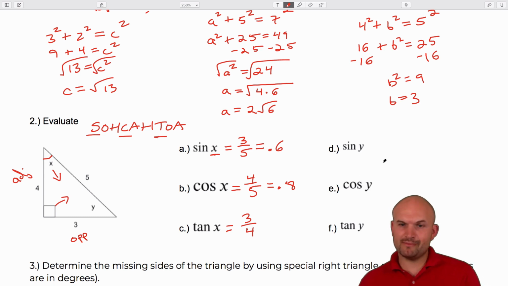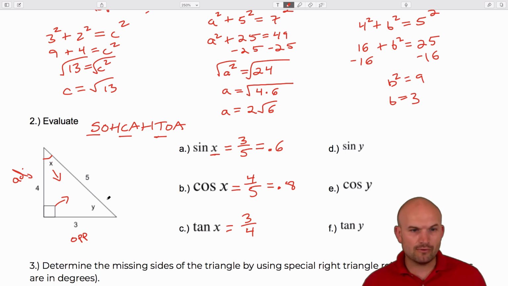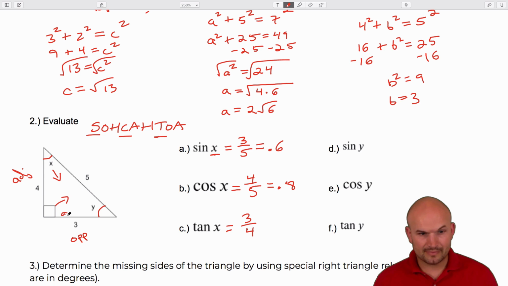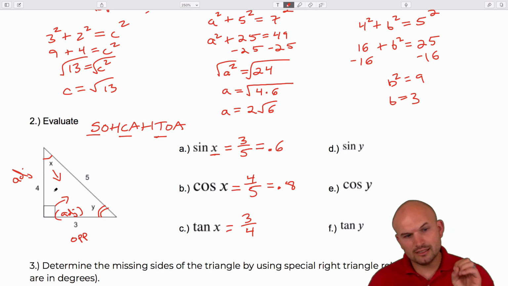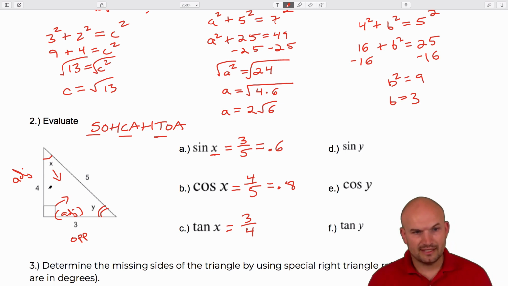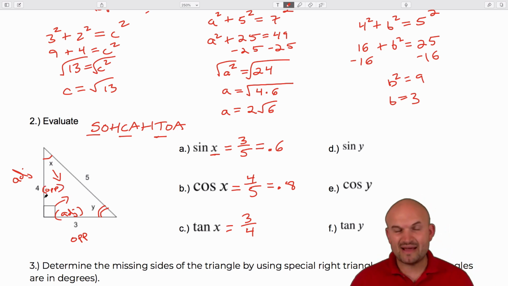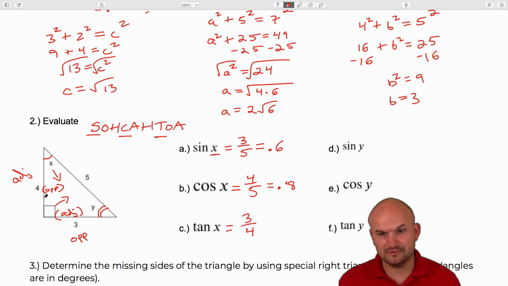Now, if we do a trigonometric ratio for y, we notice that our angle has now changed. Now we're dealing with y. So now our adjacent side is 3, and our opposite side is going to be 4. So you can see that the ratios change based on which angle we are referring to.